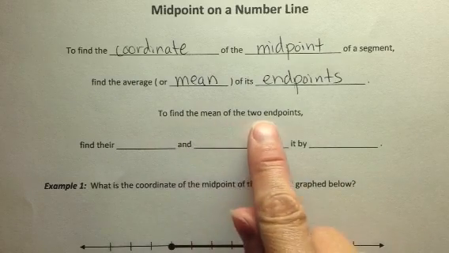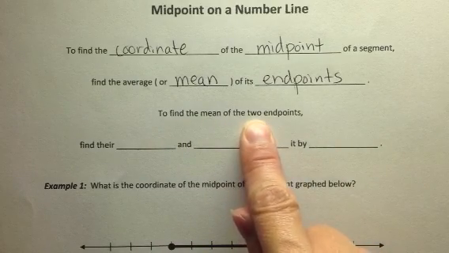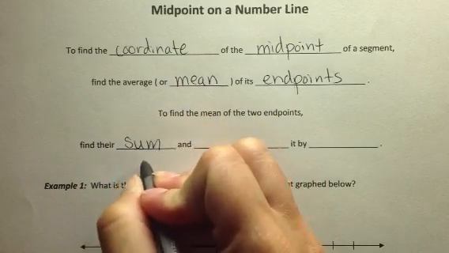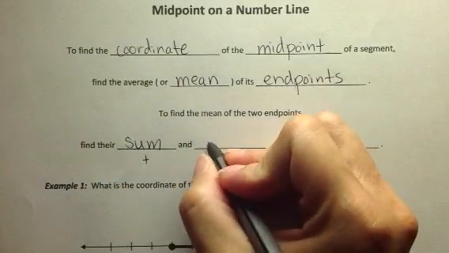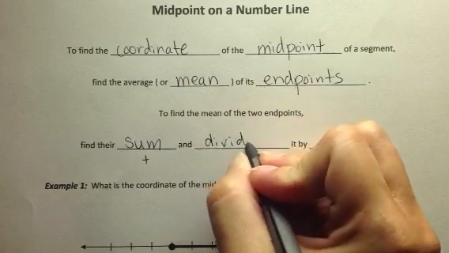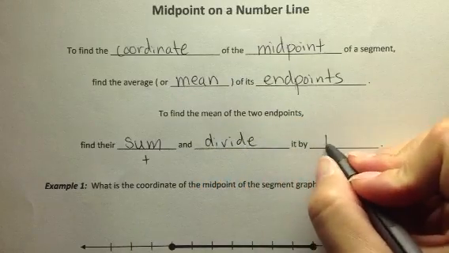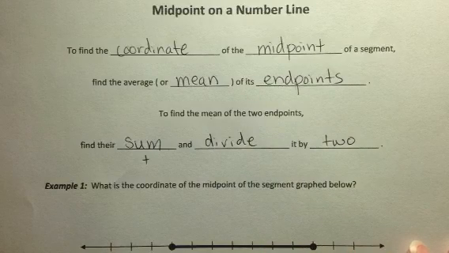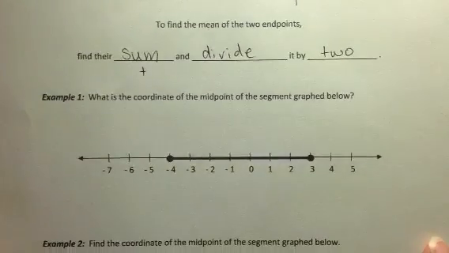So to find the mean of two endpoints, segments always have two endpoints, you're going to find their sum, you're going to add them, and divide it by 2. Okay, because you have two endpoints. Okay, so it's a pretty simple, very simple formula. Okay, let's try some examples.